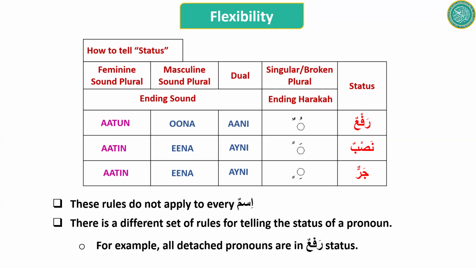You don't have to look at its ending haraka. You don't have to look at its ending sound. The only criterion is that it is detached. So what I'm trying to say is that the vast majority of ism follow these rules, but there will be some other ism which do not follow these rules, for example pronouns, which have a different set of rules. So today we will be focusing on some isms which do not follow these rules.